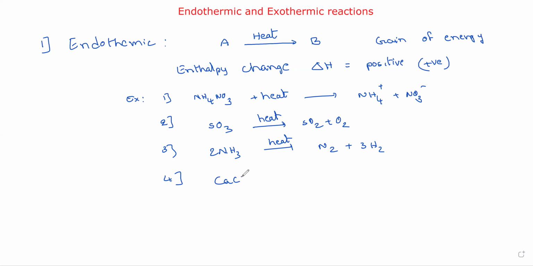Similarly, calcium carbonate dissociation into calcium oxide and carbon dioxide, which involves absorption of heat. So these are all said to be examples of endothermic reactions. Now let us see what are exothermic reactions.